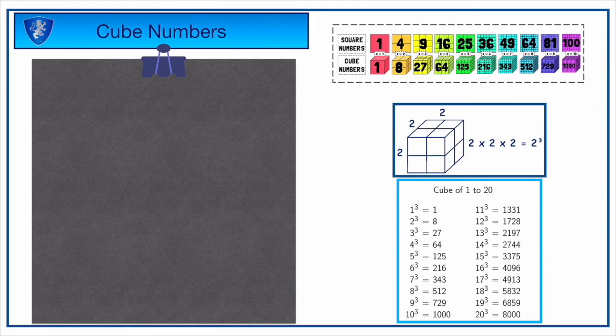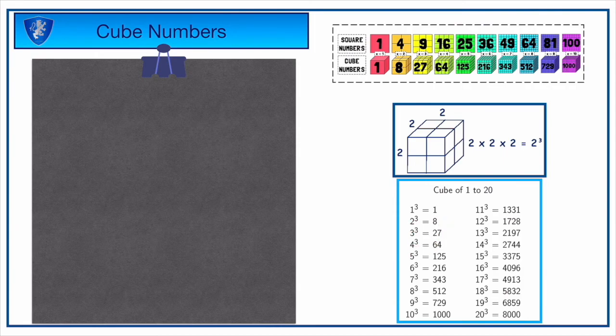Now, the next number is a cube number. A cube number is formed when a number is multiplied twice by itself, for example 2 times 2 times 2 gives you 2 times 2 is 4, times 2 is 8. And so 8 is a cube number. You can write this with a 3 at the top as an index, so 2 to the power 3 is 2 cubed. At the bottom here, we are given all the cube numbers. The cube of 1 is 1, the cube of 2 is 8, the cube of 3 is 27, and so on.